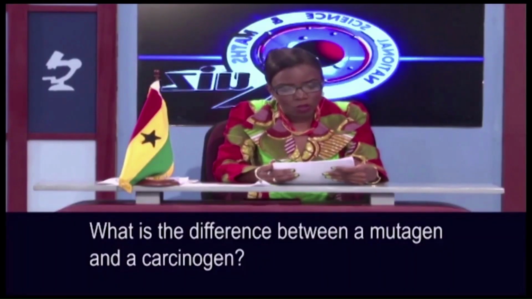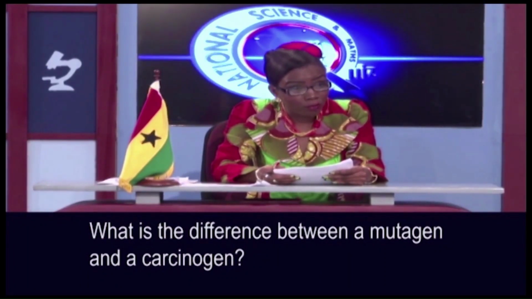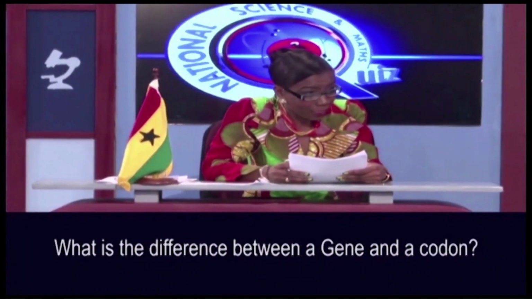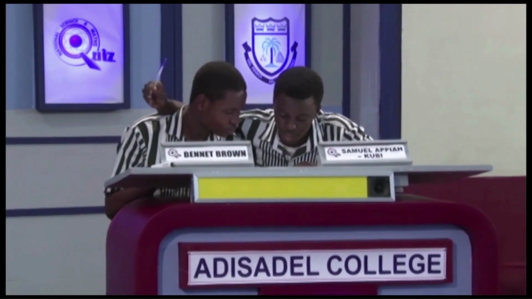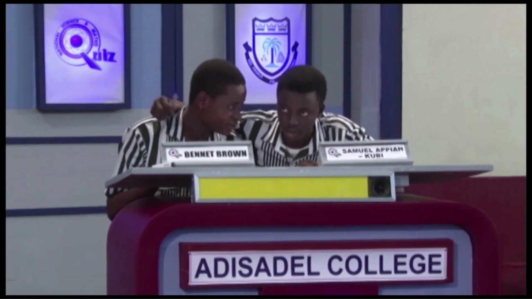University Practice. What is the difference between a mutagen and a carcinogen? Yes, Hussein? Madam, mutagens are chemical substances which are able to cause mutation, while carcinogens are substances capable of causing cancer. Okay. ADISADEL, what is the difference between a gene and a codon? Yes, Apiakubi. A gene is a single unit of heredity, and a codon is a three-base triplet. I'll give you 2 out of 3.